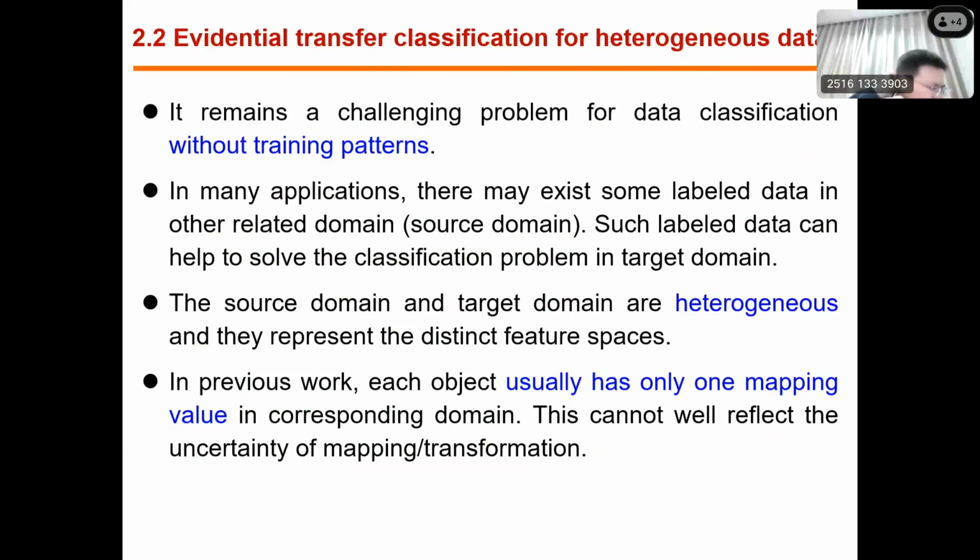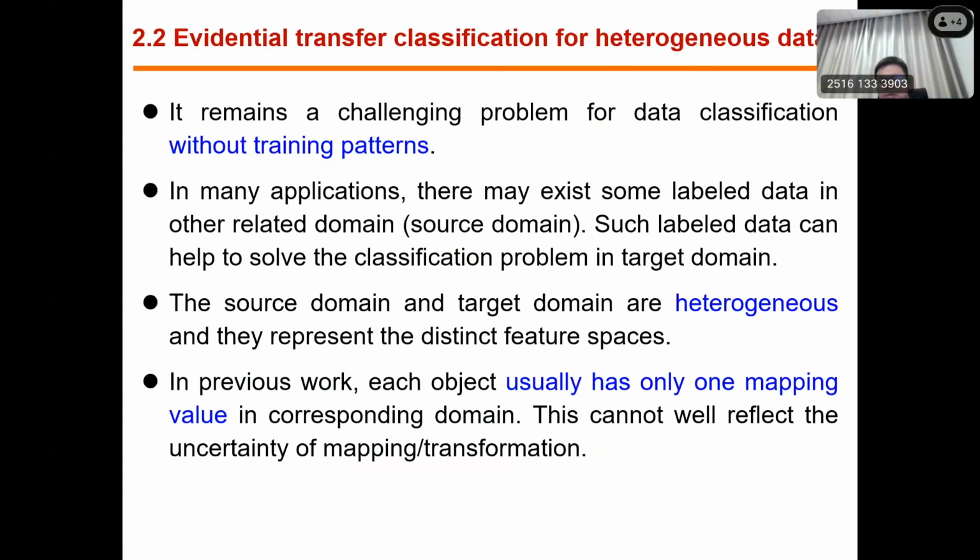In the previous work, each object in the target domain usually has only one mapping value in the corresponding or transferred domain. But we know if the data is heterogeneous, the mapping may be very uncertain. Usually, the values in the target domain may be very close, but in the source domain they may be very different. For example, some patterns in the radar image may be very close, but in the optical image they may be quite different. So this means the mapping or the transformation may be very uncertain. How to deal with such uncertainty is, in fact, not very easy.